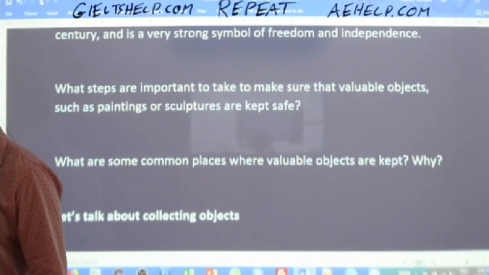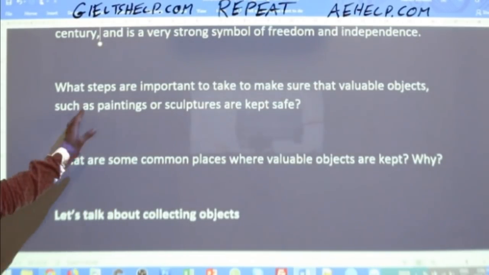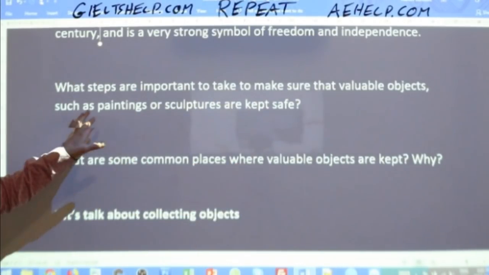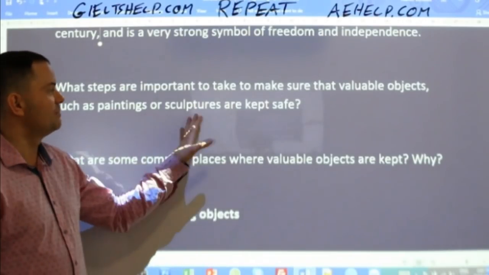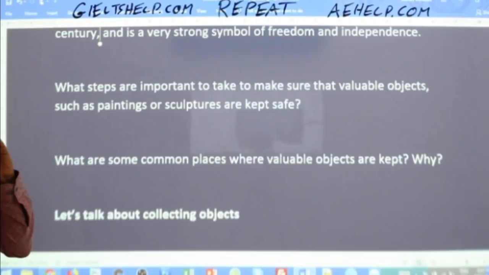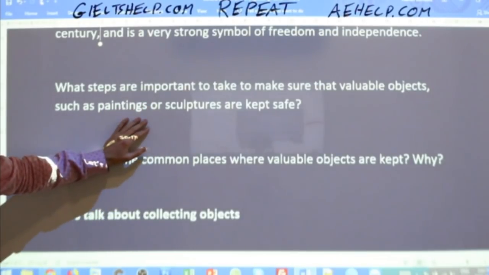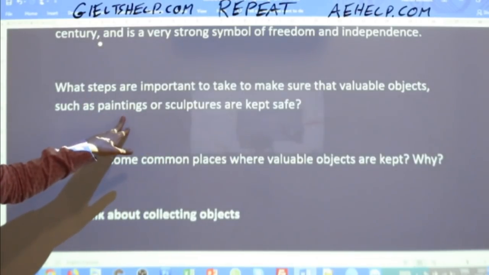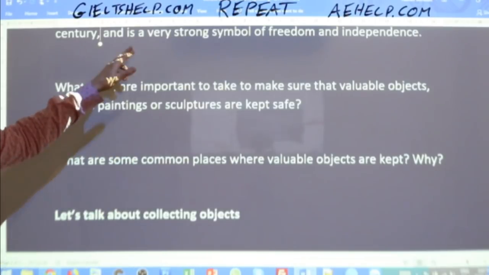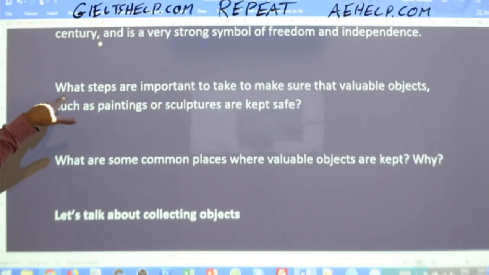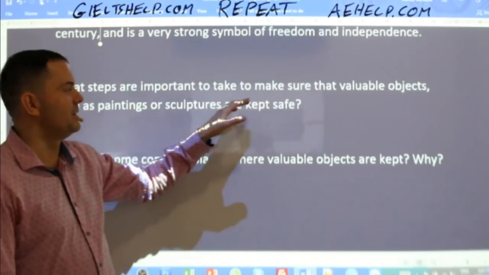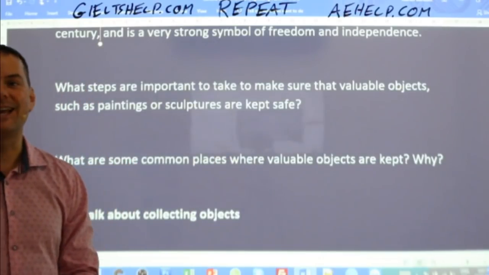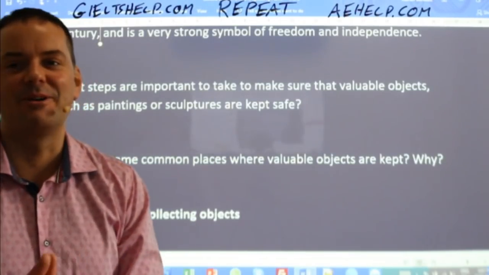Okay, here we go, students. Next question. What steps are important to take to make sure that valuable objects such as paintings or sculptures are kept safe? Okay, so there's paintings and sculptures in the next question. Now, of course, you don't see the questions, but if you hear that in the next question, then at least you can be confident that you answered the last one correctly. So again, what steps are important to make sure that valuable objects such as paintings or sculptures are kept safe? Okay, answer that question. Thank you, Monish.